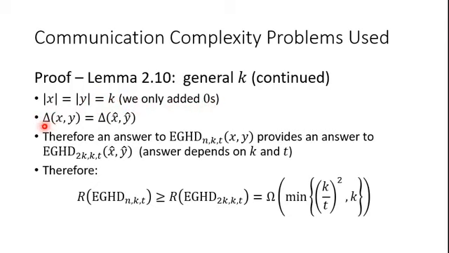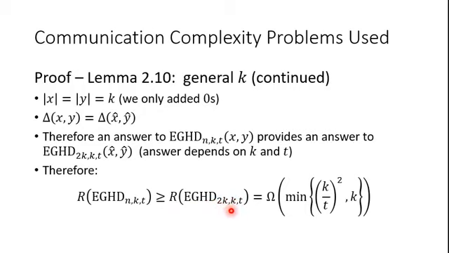So the Hamming distance between x and y is exactly the same as the Hamming distance between x hat and y hat, because the only thing that we added is zeros, and they're identical on those zeros. And therefore we get that the answer to extended gap Hamming distance with n, k, and t provides an answer to the extended gap Hamming distance with 2k, k, and t. And therefore the minimum communication cost of the extended gap Hamming distance with the desired parameters is at least as large as the communication cost for the extended gap Hamming distance with 2k and k.